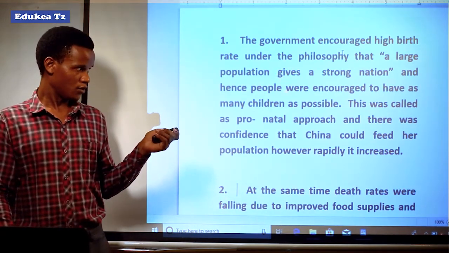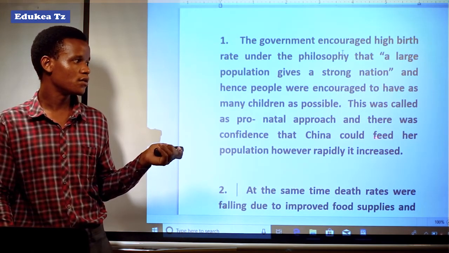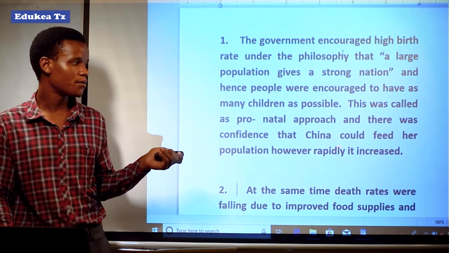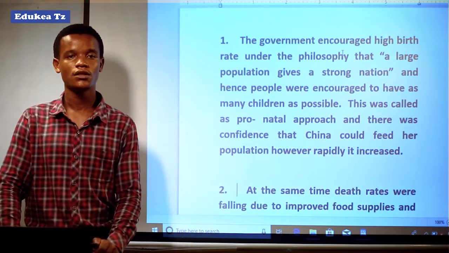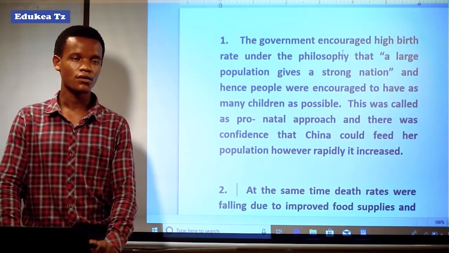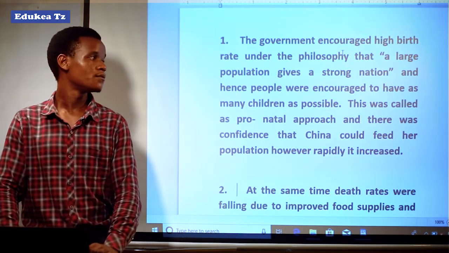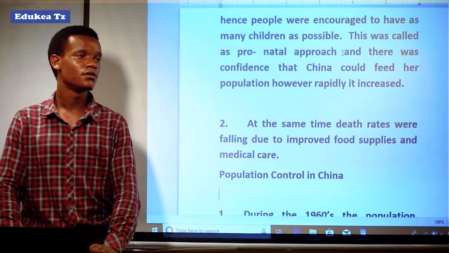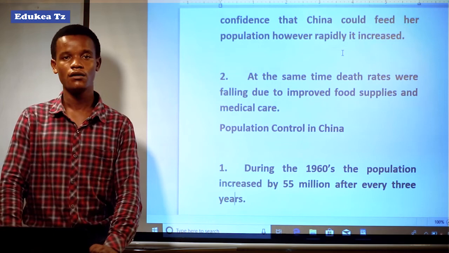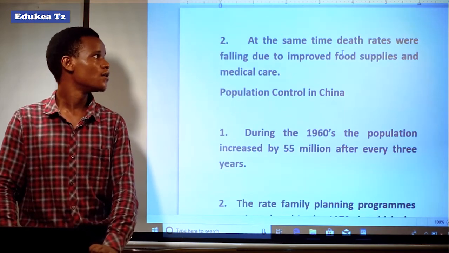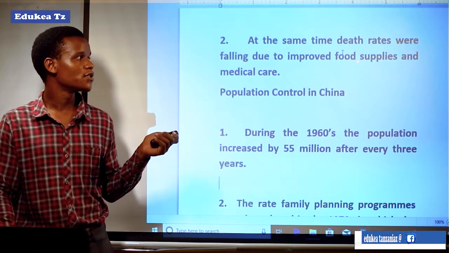This was called a pro-natal approach, and there was confidence that China could feed her population, however rapidly it increased. So even if they produced at a high rate, in China there was enough food to fulfill the demand of people. So China encouraged people to give birth. That's why there was a large number of people in the 1950s. The second point is that at the same time death rates were falling due to improved food supply and medical care.